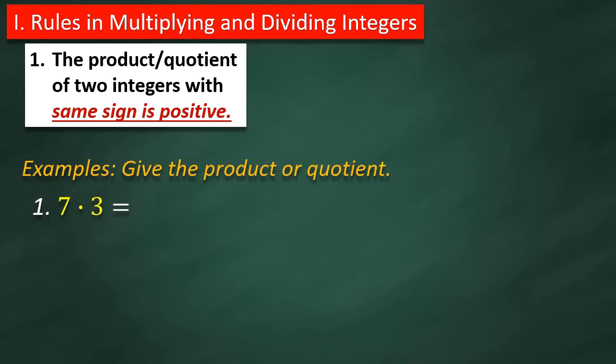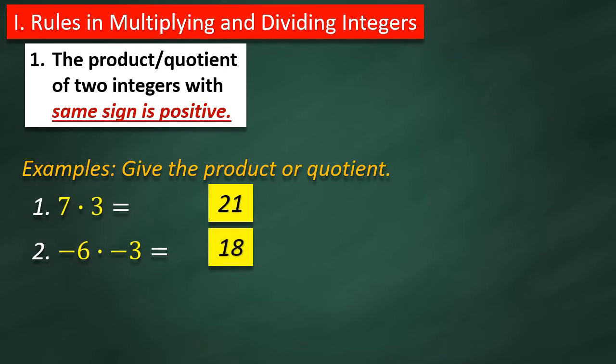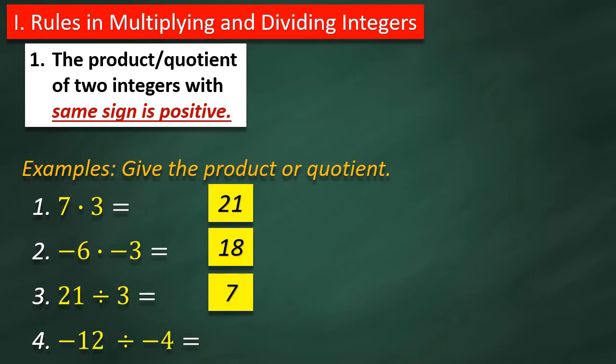Number 1. 7 times 3, it is equal to 21. Number 2. Negative 6 times negative 3, it is equal to 18. Number 3. 21 divided by 3, it is equal to 7. And number 4, negative 12 divided by negative 4, it is equal to 3.